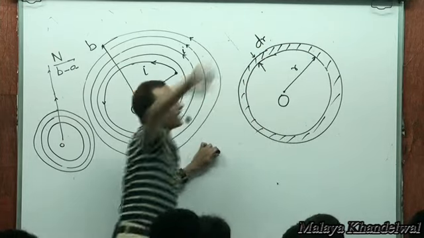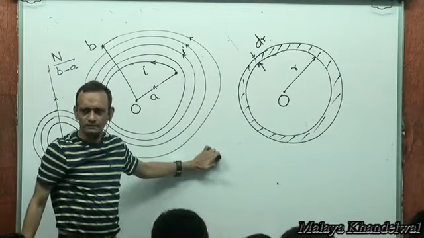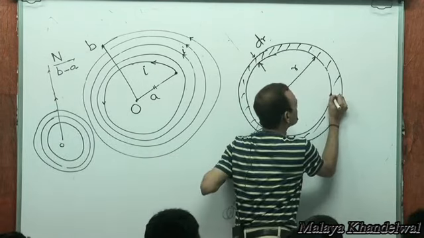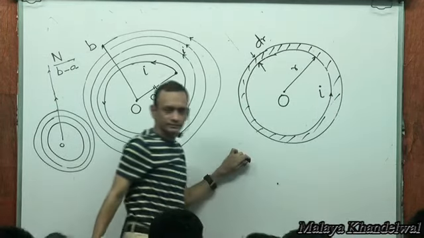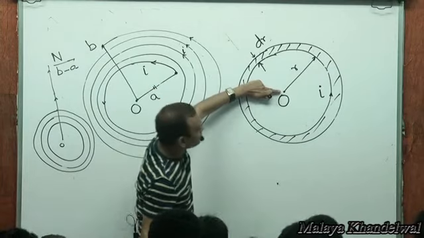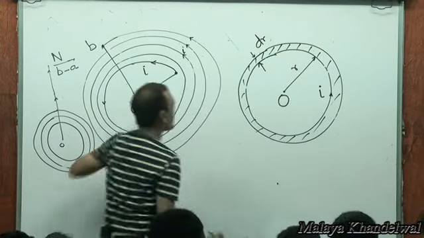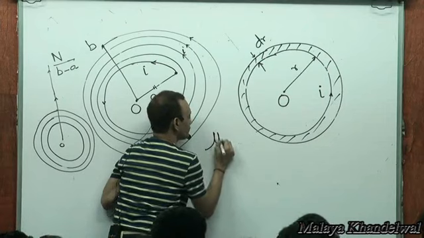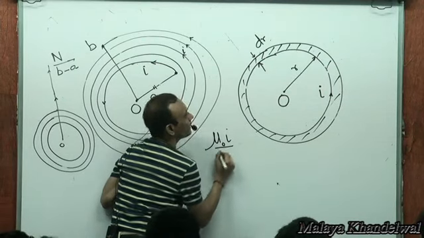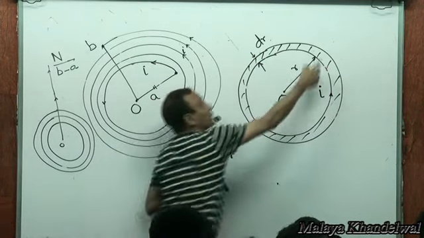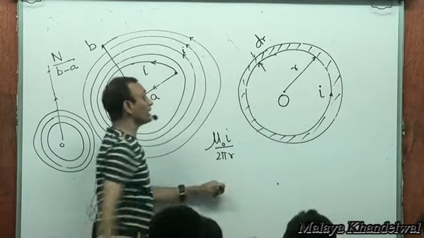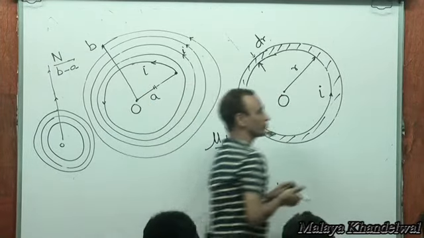This is practically like a circular wire carrying a current I, right? Then the magnetic field at O produced by this is going to be mu naught I divided by 2 pi r into the number of turns in this thickness, yes or no?